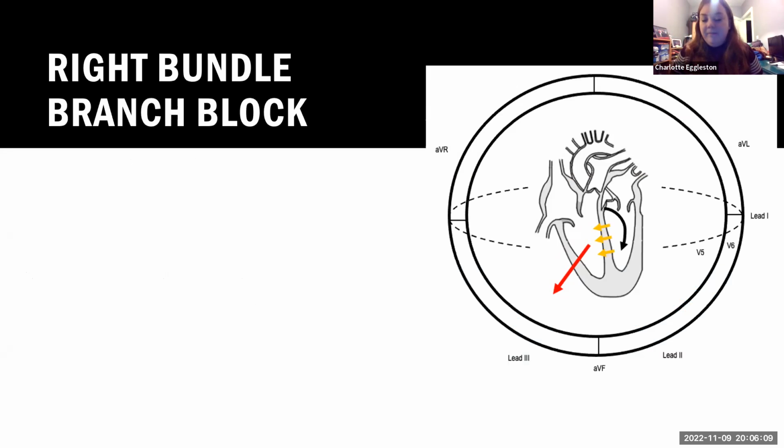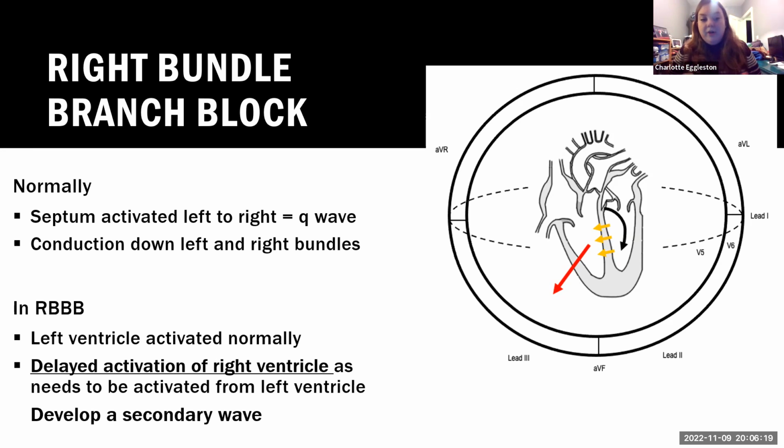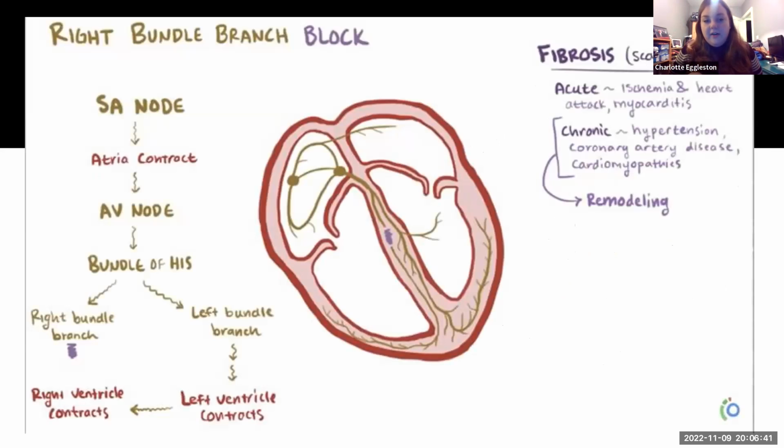Right bundle branch block basically means, so obviously normally the electricity comes down the middle and up the sides, down our bundle branches. In right bundle branch block, the right bundle isn't working because of ischemia or infiltration or something like that. It means the left ventricle gets depolarized as normal, but then all of that electricity has to find a new way to get through to the right ventricle. So it just takes a long time, hence the QRS is longer than normal, and you get a kind of second wave. That's a diagram to show you it doesn't go down its normal right bundle as normal.